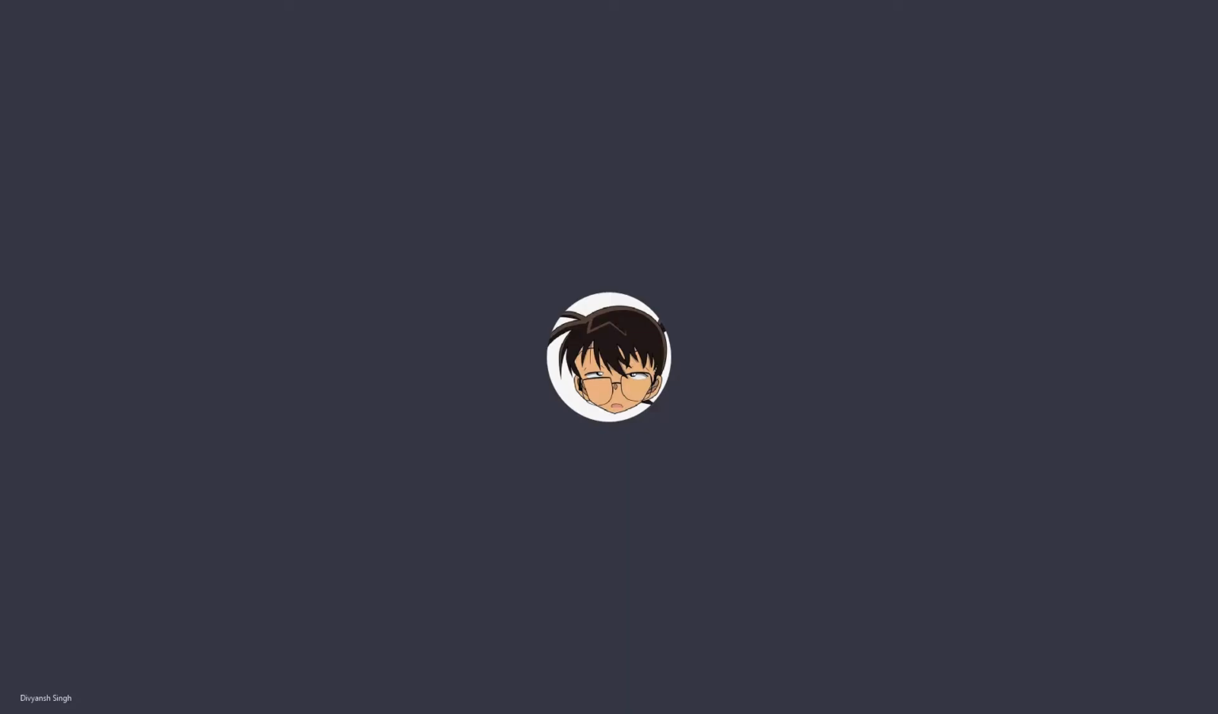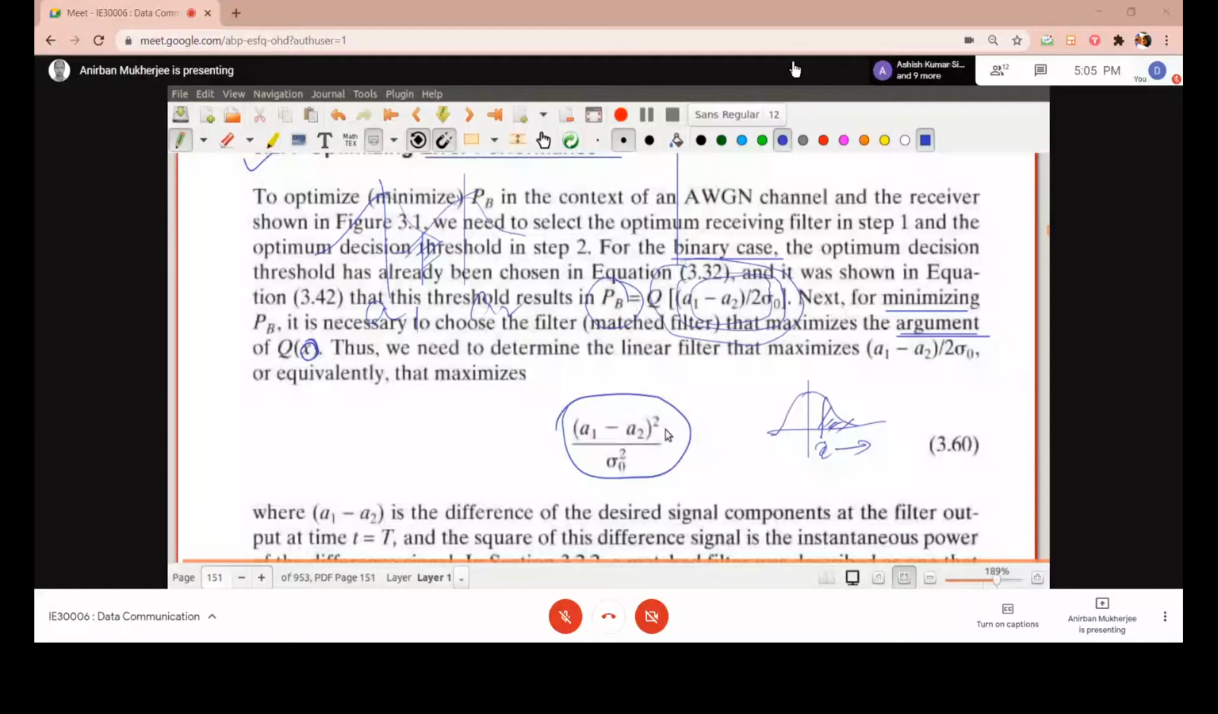A2 by 2 sigma square, 2 sigma 0. That means equivalently, I can maximize (A1 minus A2) whole square by sigma 0 square.